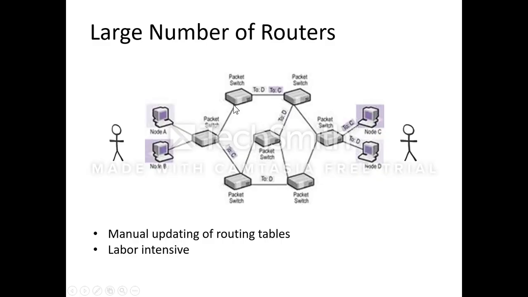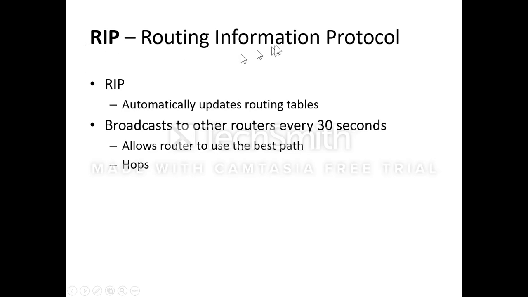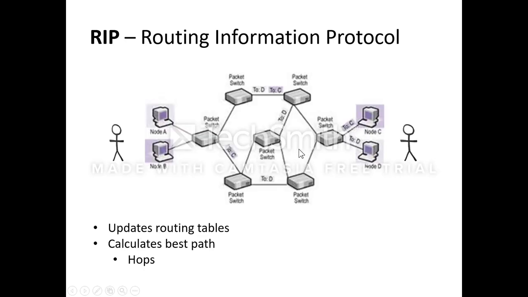You can manually update routing tables, but if you have a large number of routers, that can be really labor intensive. So we use RIP, the Routing Information Protocol. The Routing Information Protocol automatically updates the routing tables on the routers. Every 30 seconds, it sends a broadcast to every other router, so every other router knows the existence of all the other routers, and it allows the routers to find the best path. The Routing Information Protocol updates routing tables, and it calculates the best path based on hops.